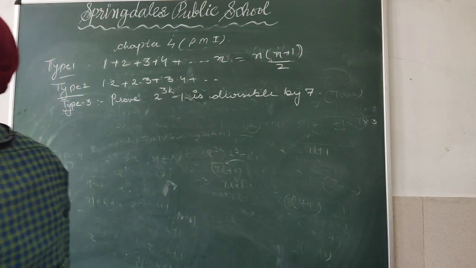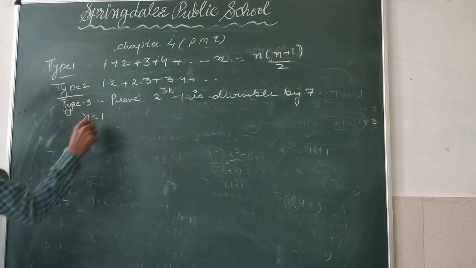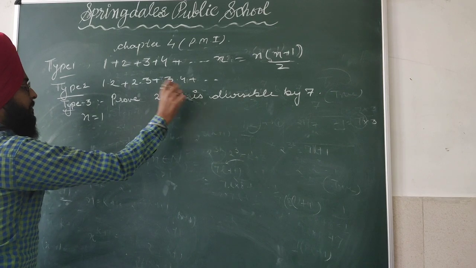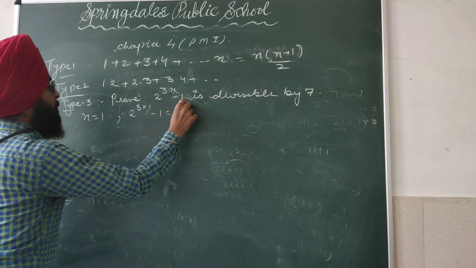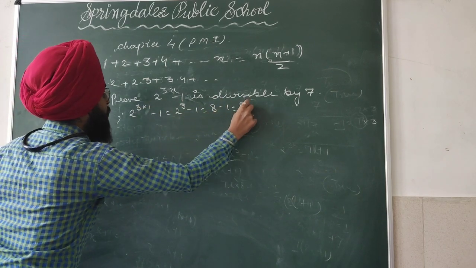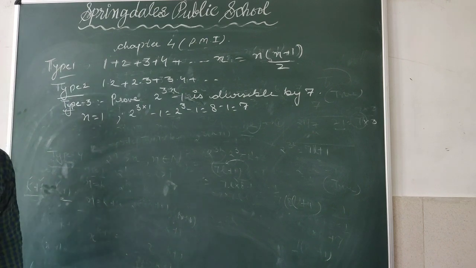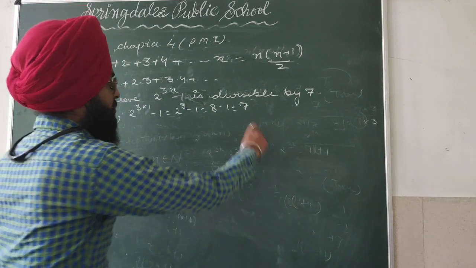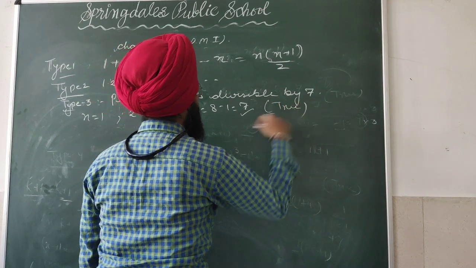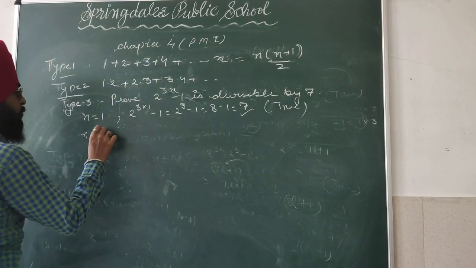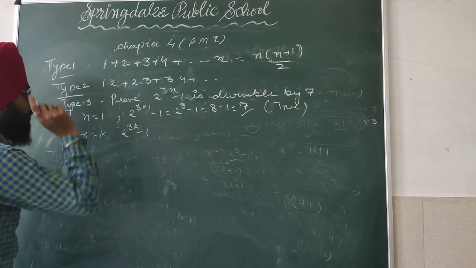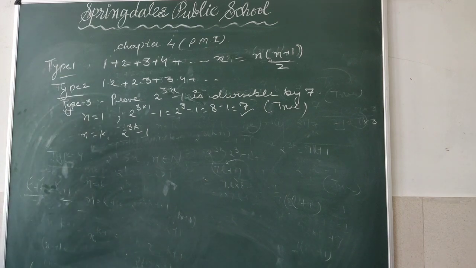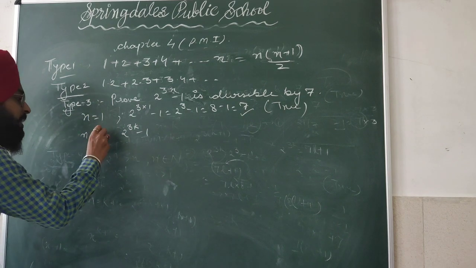Step 1, you have to prove it for n is equal to 1. Here you have n. Put 2 raised to power 3 into 1 minus 1, that is 2 raised to power 3 minus 1, that is 8 minus 1, that is 7. 7 is divisible by 7. So this condition is true for n is equal to 1. Again, for n is equal to k, you don't have to prove, you have to assume for n is equal to k. The second step was that you have to assume it for n is equal to k.